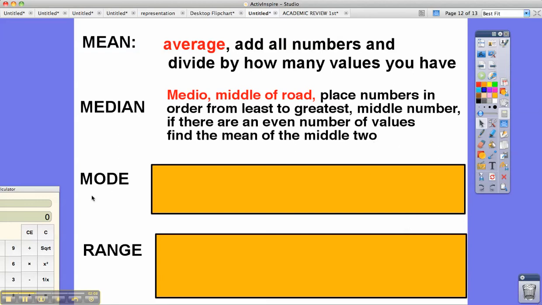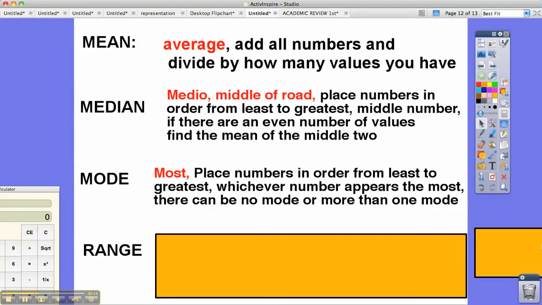The next one is mode. So the way that I can remember mode is because it starts with mo, so it's the one that shows up the most. So you can remember mode because it is the one that shows up the most. Mo. So you place the numbers in order from least to greatest again, and whichever number appears the most is the mode. This one, there can be no mode, so if no numbers repeat, there's no mode, or there can be more than one mode.